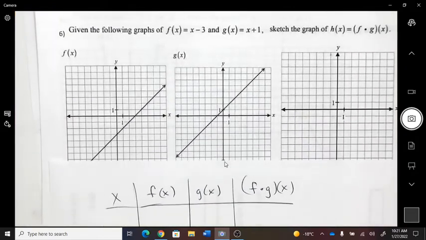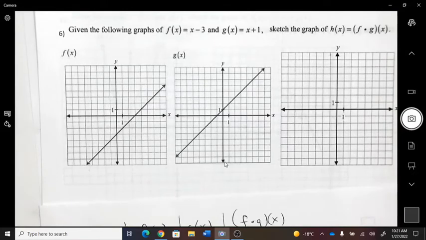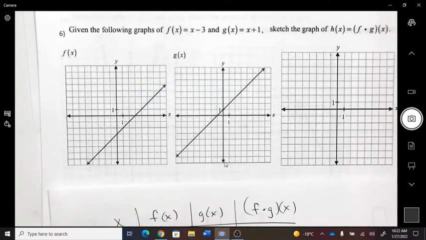Now, I don't really have a specific domain, right? Because we both have infinite domains here. So what do you want to do? Do you just want to pick a few random x values? Is that okay? How about -2, -1, 0?